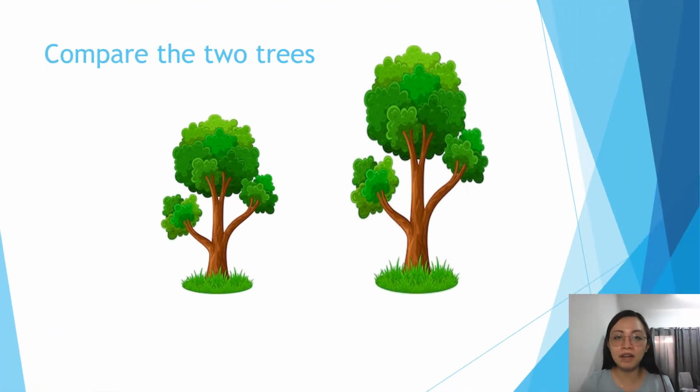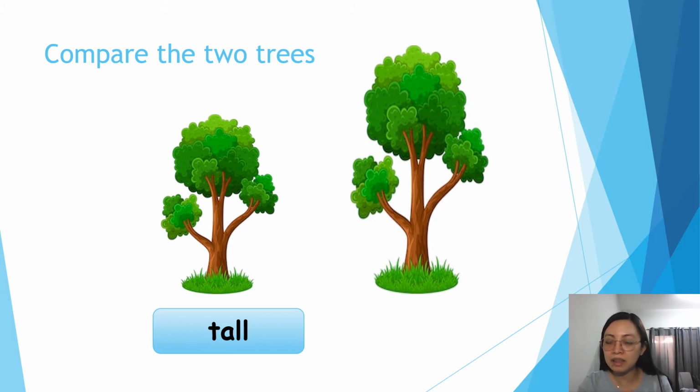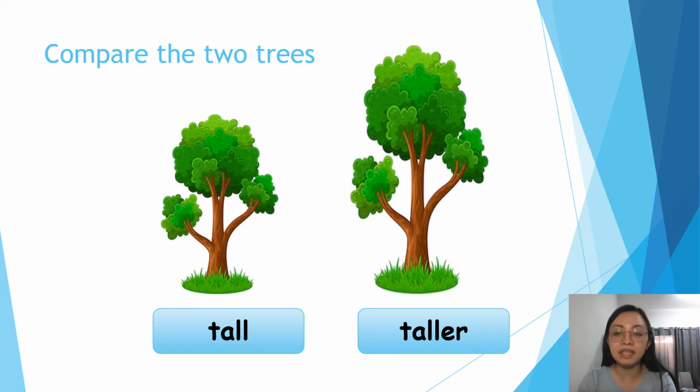Now let's compare 2 trees. This tree is tall. Now, if this tree is tall, what will be the length of this other tree? The tree is taller. Will you repeat after me? Tall, taller. When we compare 2 things, we use the comparative adjective. Remember in English, tall, taller. We add ER for comparative.